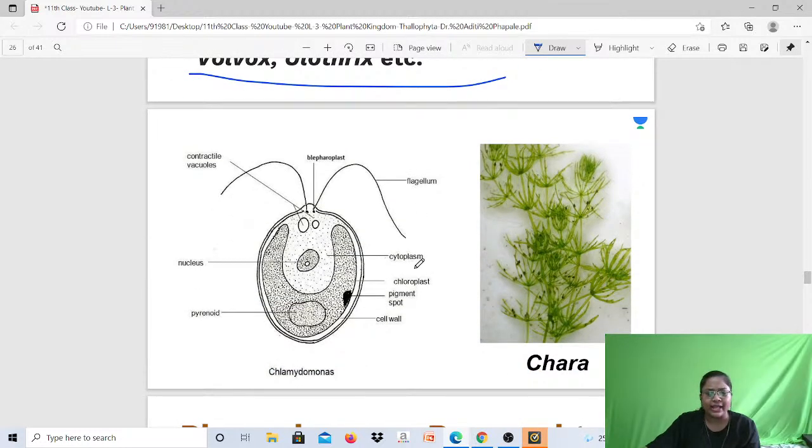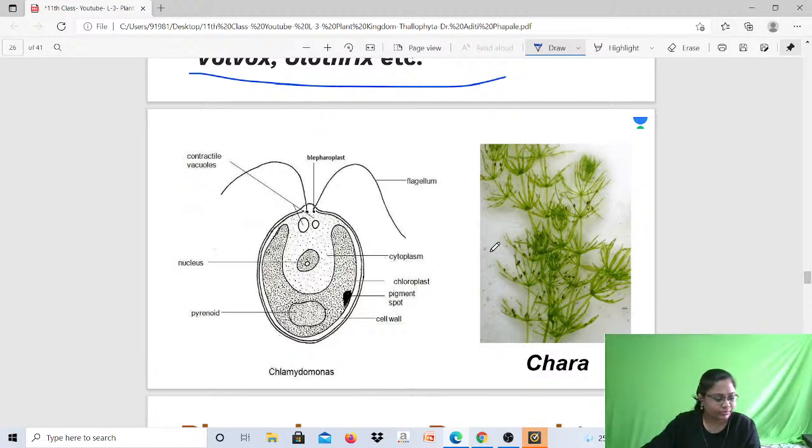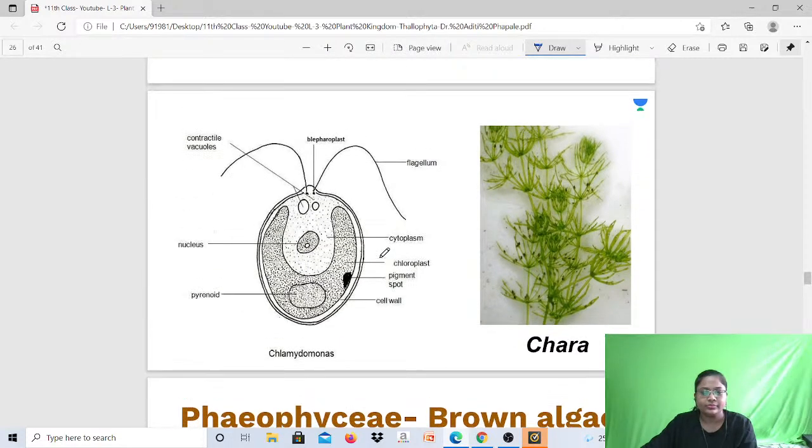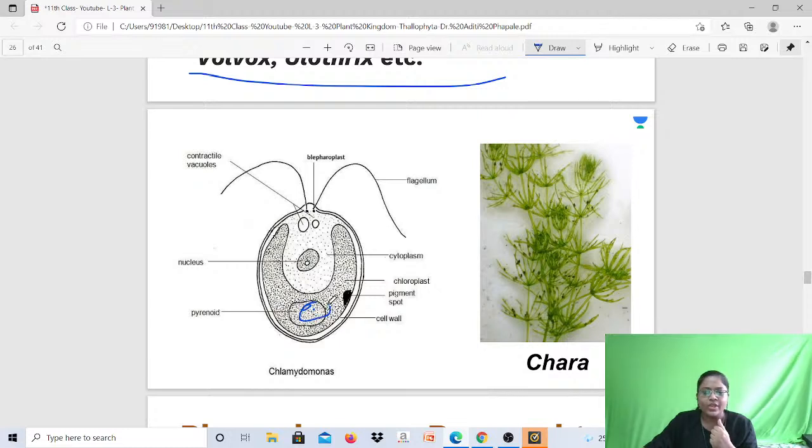Now I will show you some example diagrams. You can see here Chara, two green algae I have shown. Chlamydomonas, you can see the diagram of Chlamydomonas, and here the green color is the actual plant, how it looks like. Okay, that is the actual real picture. Then coming to Chlamydomonas, you can see the pyrenoid structure is there. Can you see? Dekho yahan pe, hai na? They have shown the pyrenoid here.